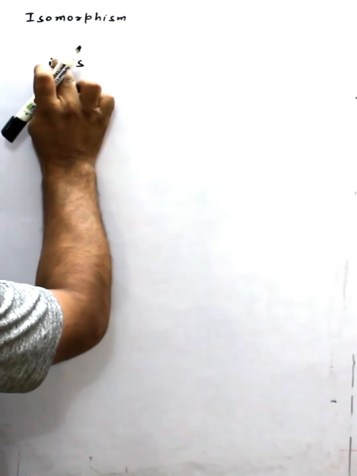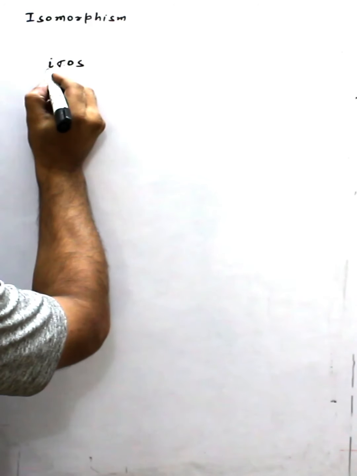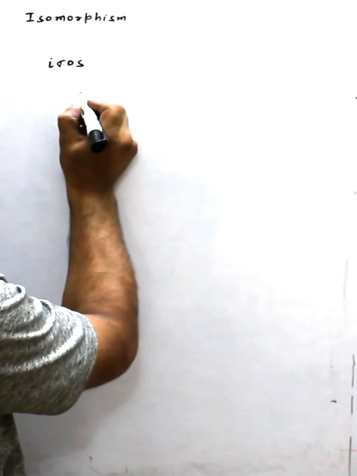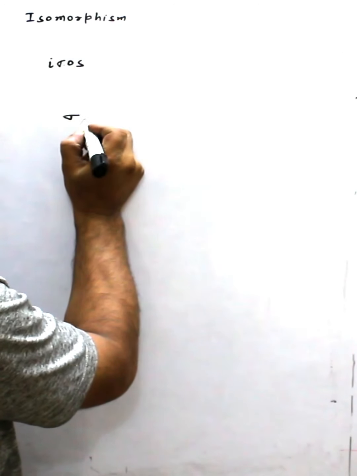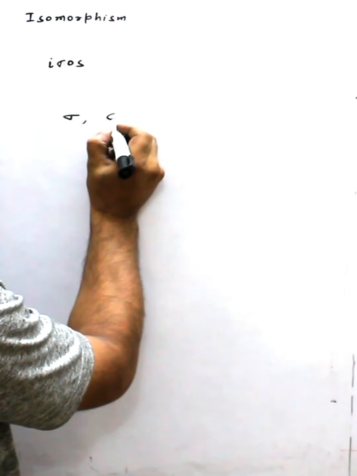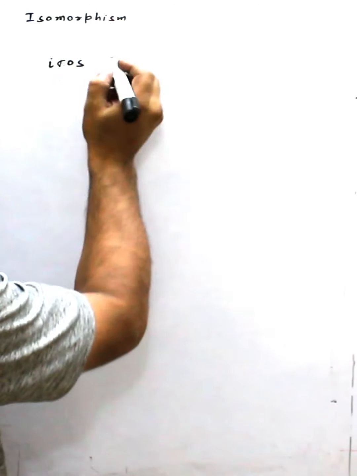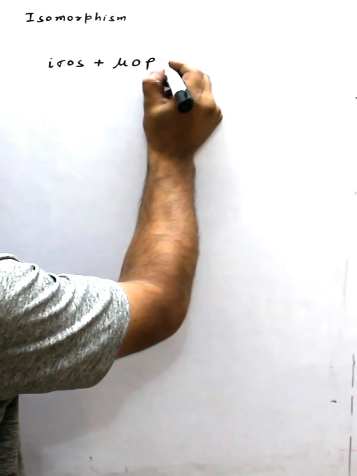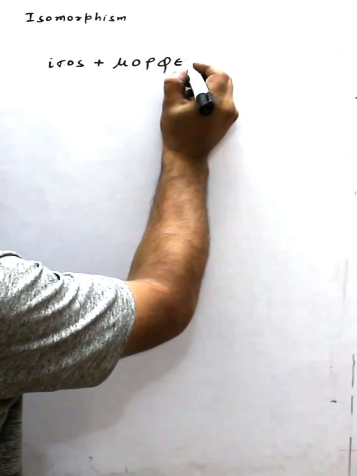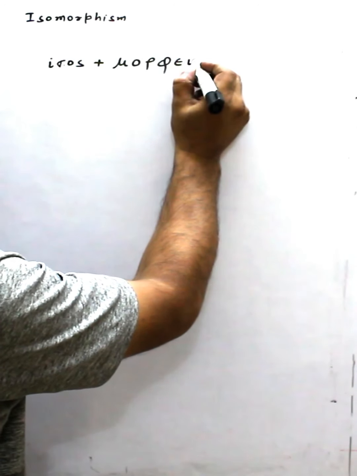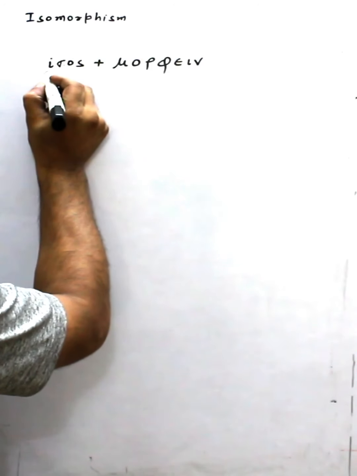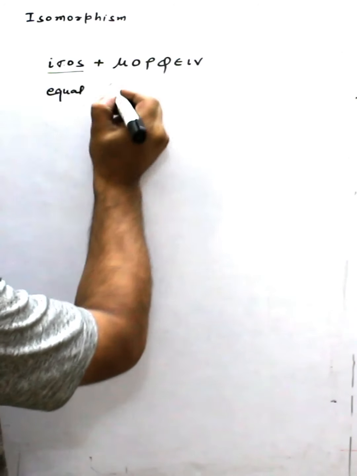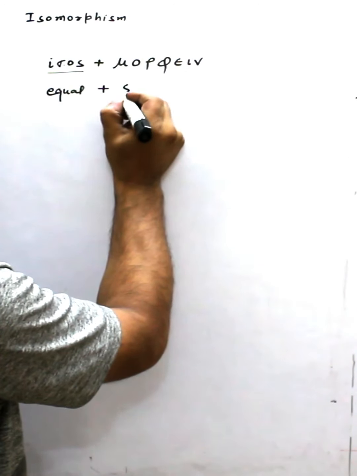Isos in Greek we write like this: iota, sigma, omicron, and this is sigma. Sigma in the ending, actually this is sigma. If it appears in the end, then we write like this. So isos, and this is mu, this is omicron, rho, this is phi, and this is epsilon, iota. This is isos, meaning equal. In English it means equal, and morph is shape.